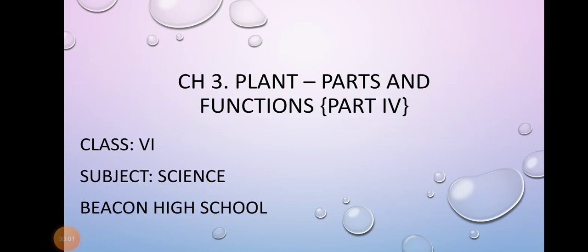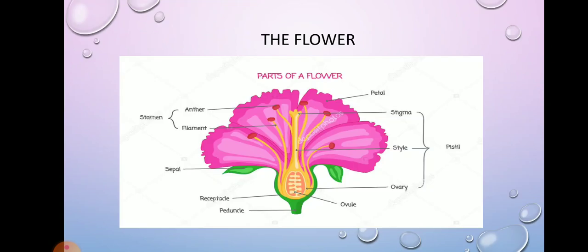Now the last part of our chapter, that is the flower. Okay, we are going to talk about the flower, which is the most beautiful and colorful part of a plant, and it is the main reason behind the reproduction or the outgrowth of different plants that we have around us. So we are going to talk about this in this particular part of our chapter.